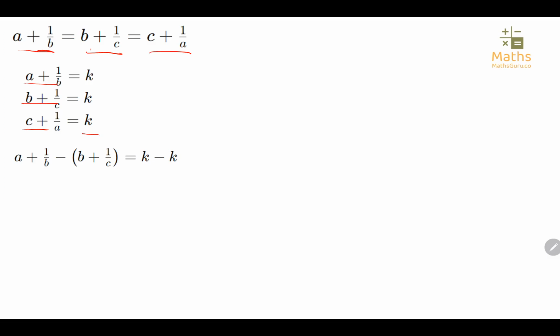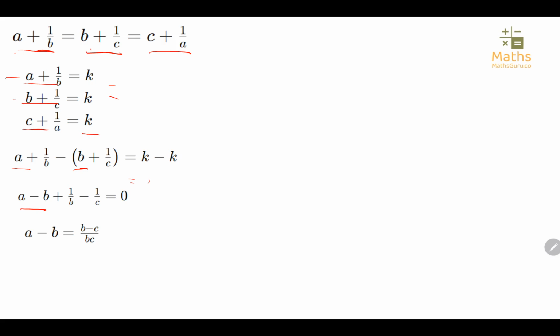Let's try to subtract two of these equations. We will pick the first two equations: a plus 1 by b minus b plus 1 by c equals k minus k, so this will become 0. Now what I can write is a minus b, plus 1 by b minus 1 by c, equals 0.